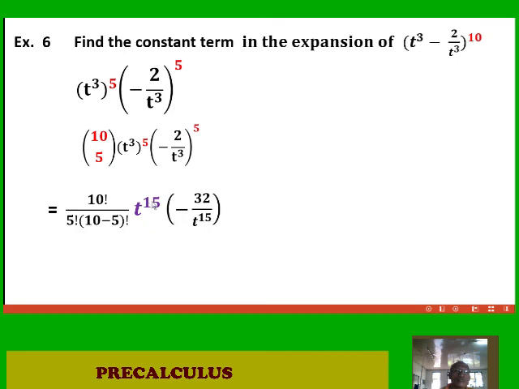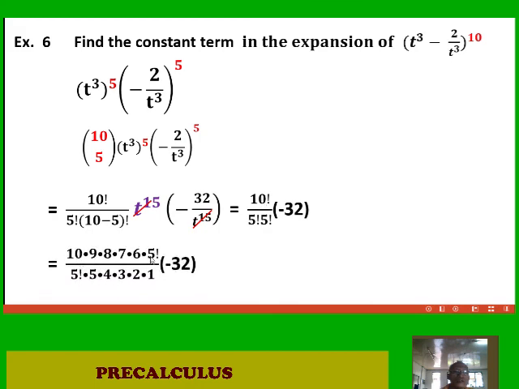So we can cancel out t to the 15 so that there is no more variable. We are left with only the constant. 10 minus 5 is 5. So expand the factorial, 10 down to 5 factorial, so that we can cancel out 5 factorial. And another 5 factorial is 5 times 4 times 3 times 2 times 1, times negative 32. Okay, cancel out 5 factorial.